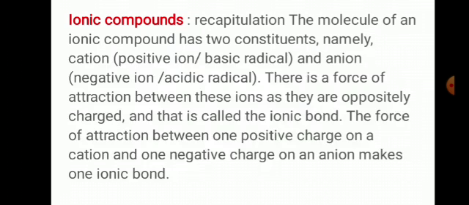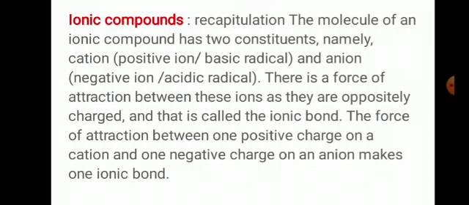Ionic compounds. The molecules of an ionic compound have two constituents, namely cation, positive ion, and that is basic radical, and anion, negative ion, acidic radical. There is a force of attraction between these ions as they are oppositely charged, and that is called as ionic bond. The force of attraction between one positive charge on a cation and one negative charge on an anion makes an ionic bond. So children, ionic compound contains two constituents mainly, and they are cation and anion.